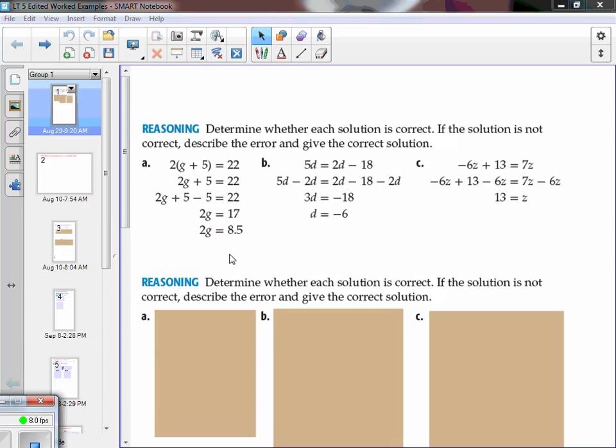Let's look at the directions here. Determine whether each solution is correct. If the solution is not correct, describe the error and give the correct solution.